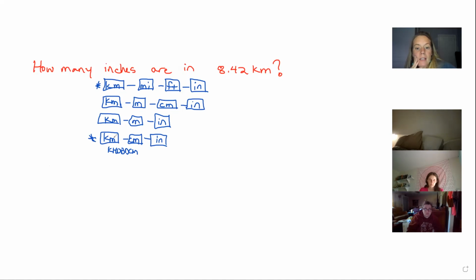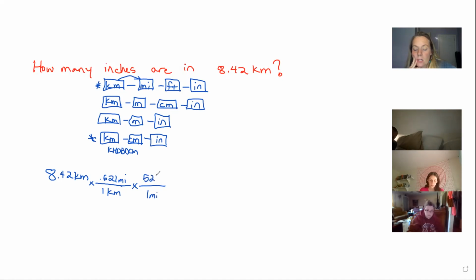So I start with my given information in kilometers, 8.42 kilometers. Now, setting it up in dimensional analysis, we're going to hop from kilometer to mile. And I know that 1 kilometer is equivalent to 0.621 miles. That is a conversion factor that I believe is on your formula sheet. It's a pretty common one. This is why I don't like miles though, and feet and stuff, because 1 mile is 5,280 feet, not a well-known number.